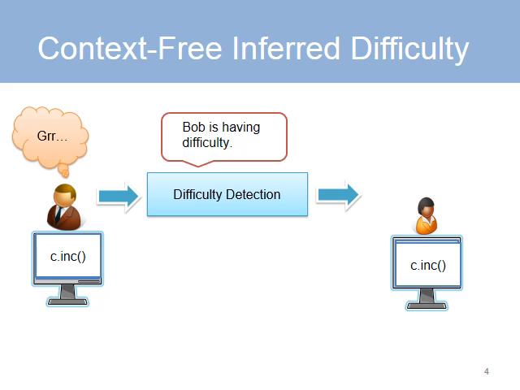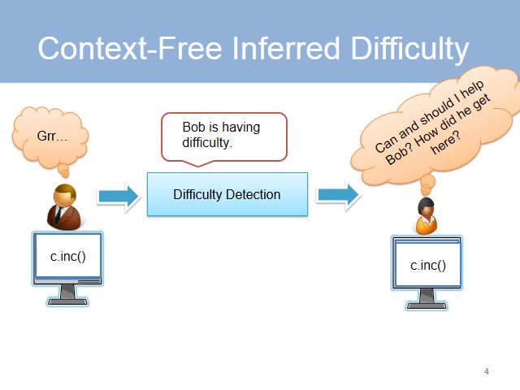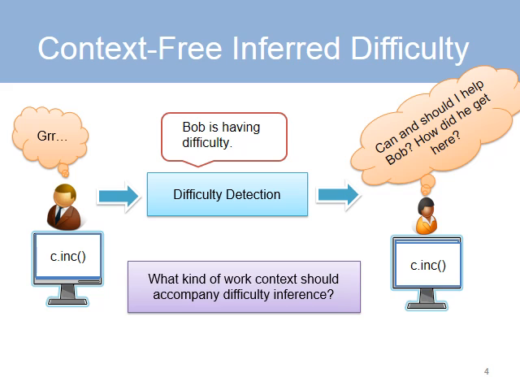So the question that we haven't addressed so far, and which is the focus of this particular talk, is: when the remote helper, the potential helper, gets a notification, how do they determine if they can help and if they should help? To answer this question, they need to know how the person who's in difficulty got there. So I'm also going to talk about meetings. Sorry, I've got ahead a little bit. The question is: what kind of context should accompany difficulty inference?